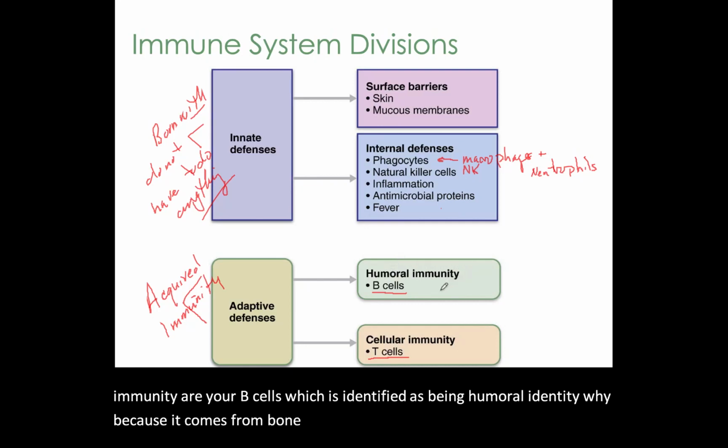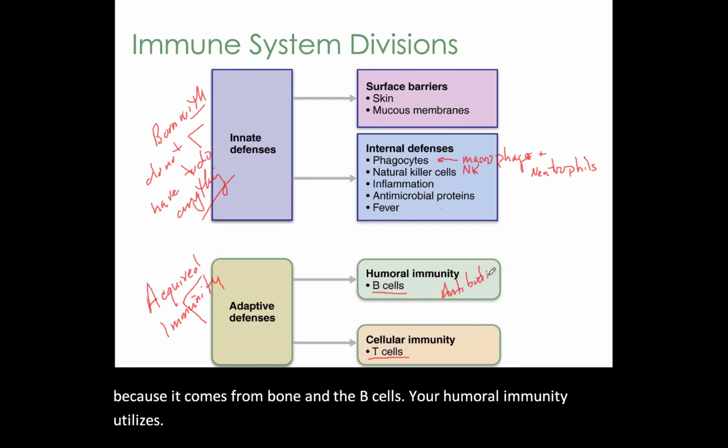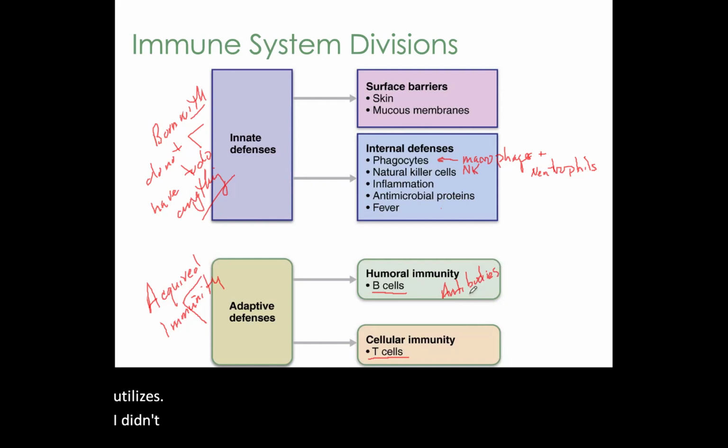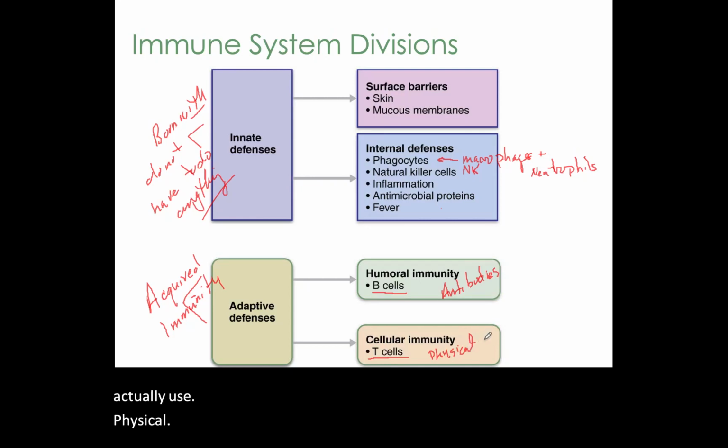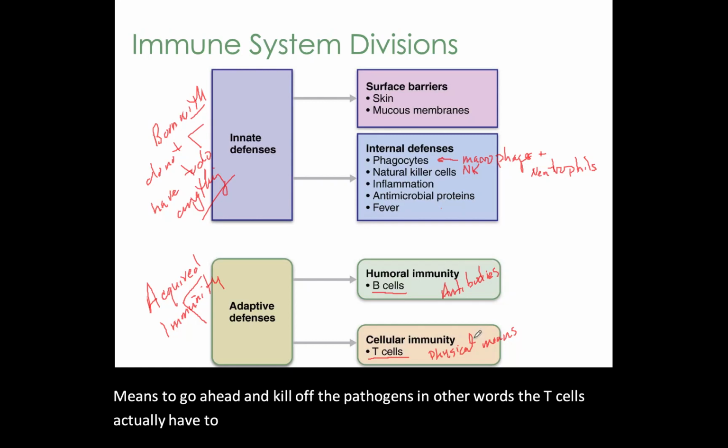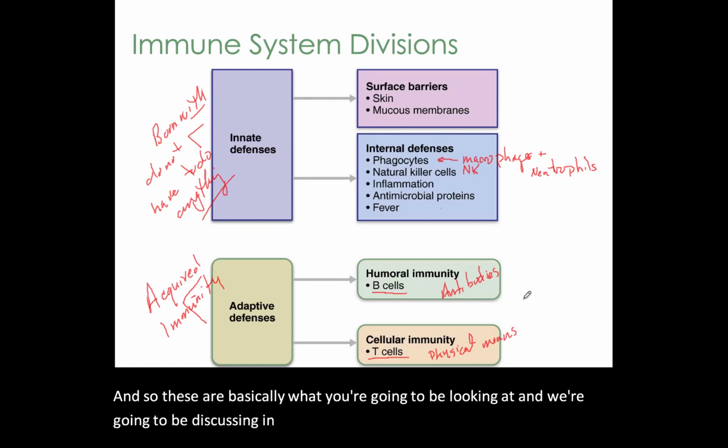And the B cells, your humoral immunity, utilizes antibodies. And so your B cells are the cells that are actually producing antibodies within the body. T cells is cellular immunity, and the difference here is T cells actually use physical means to go ahead and kill off the pathogens. In other words, the T cells actually have to land on and dock, physical contact with those cells. And so these are basically what we're going to be discussing in videos 4, 5, and 6.